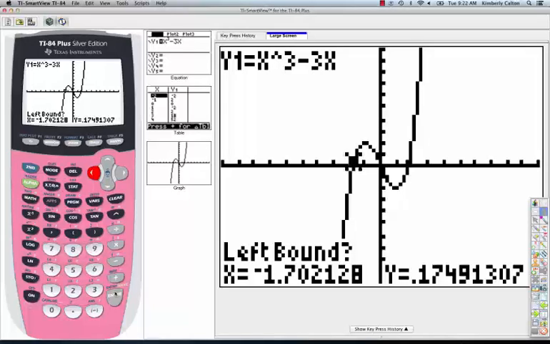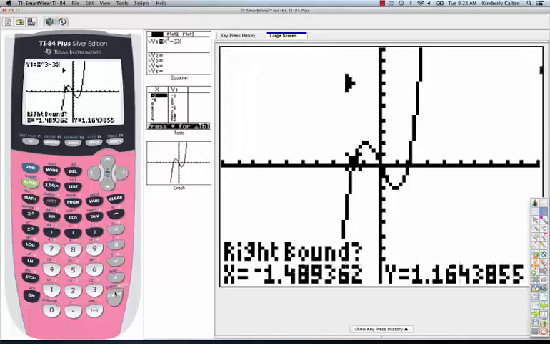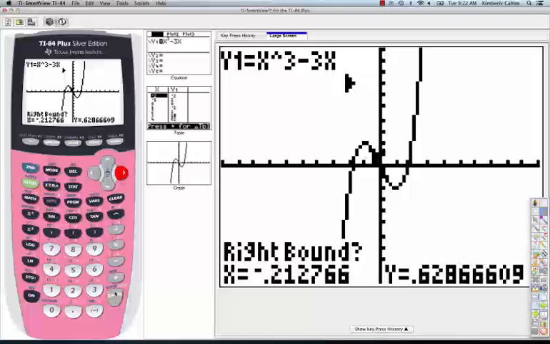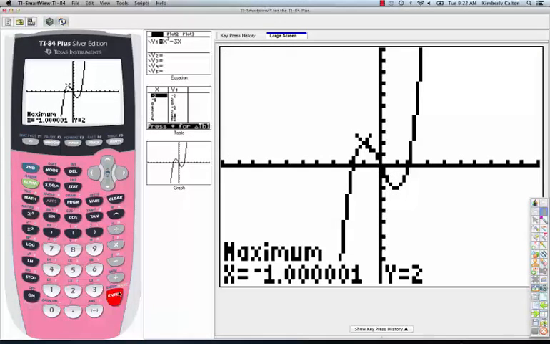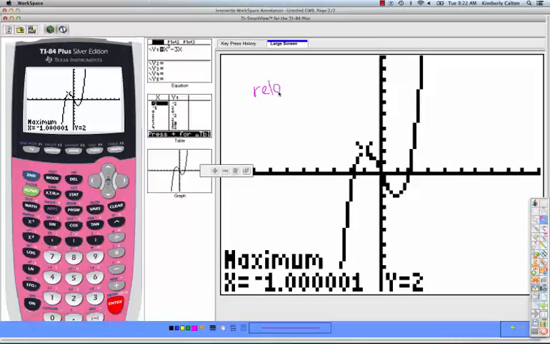It can be anywhere to the left of the maxima. Then you're going to press enter. Then you're going to move your cursor over to the right of the maxima and press enter again. You don't want it to guess, so press enter for a third time. You'll notice that it's going to blink with an X at the maximum, and you'll notice it is at -1, 2. So our relative maxima, or maximum, is at -1, 2.